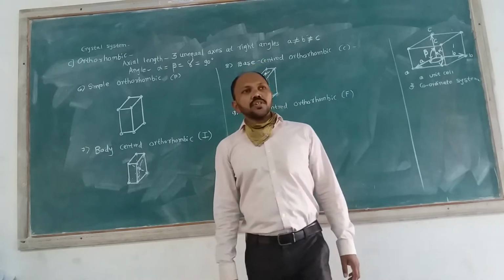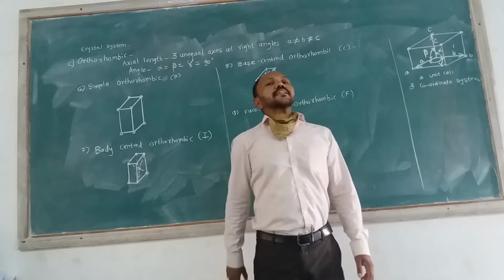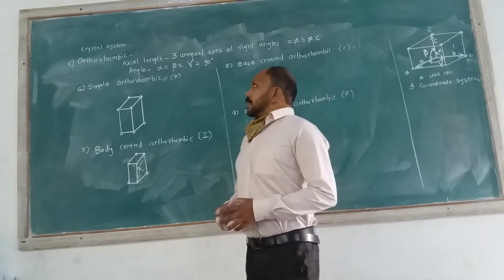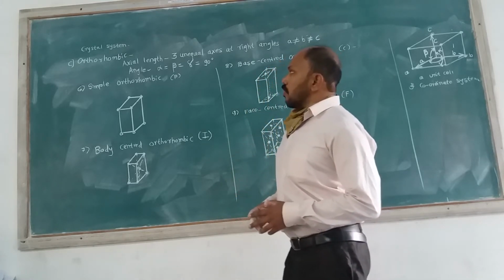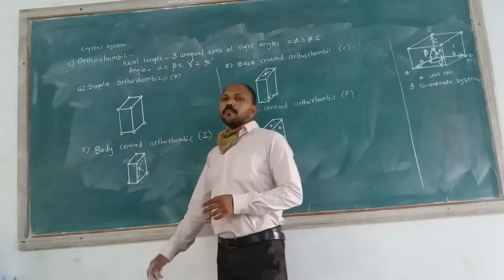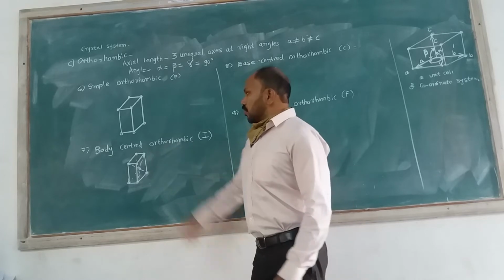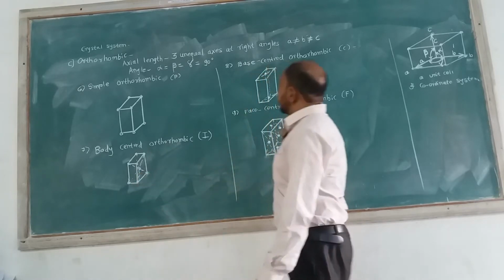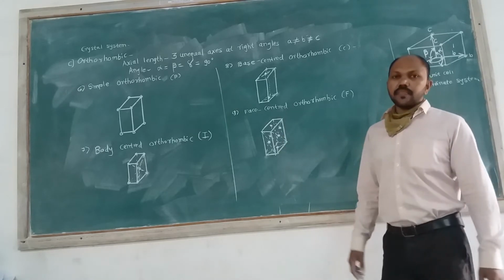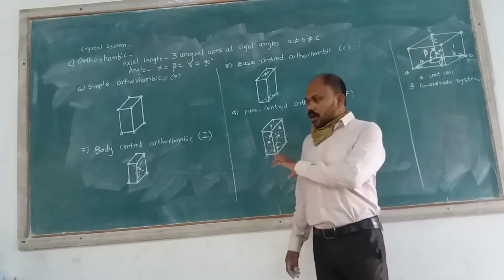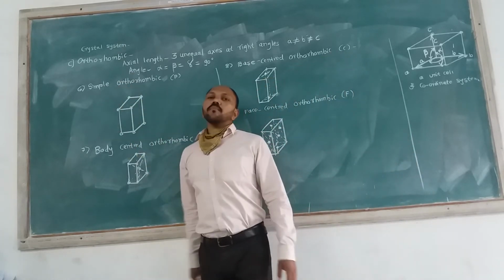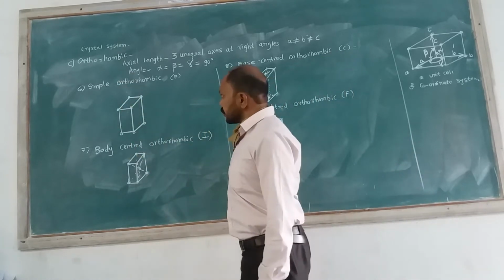So in case of this structure, four different crystal structures are available in this system. That is, simple orthorhombic. This is the first, and overall, this is the sixth crystal structure. Then body centered orthorhombic, seventh, base centered orthorhombic, eighth, and face centered orthorhombic, ninth. So in this way, these are the four different types under the heading of orthorhombic crystal systems.